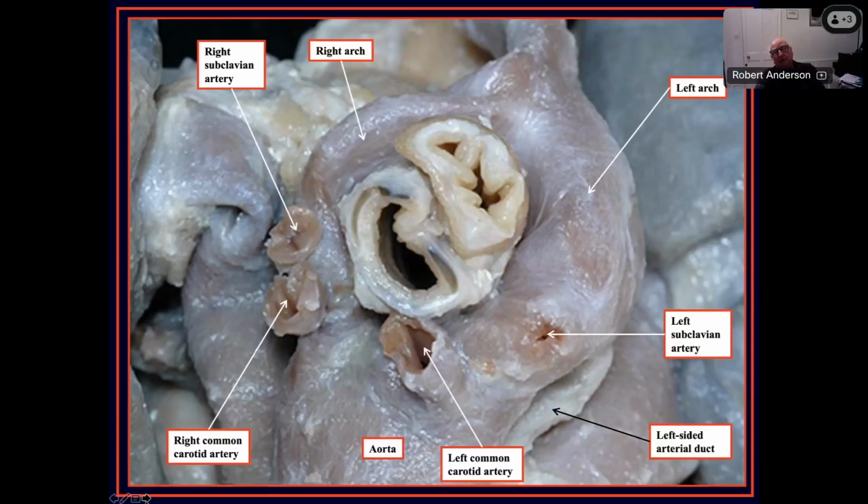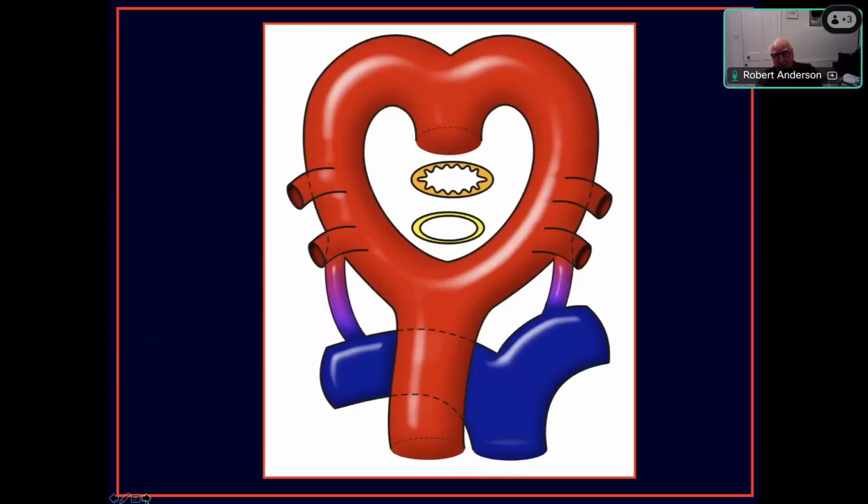But what it shows you beautifully is how tightly the double arch clasps the tracheo-esophageal pedicle. And this is the problem that we have with vascular rings. It is, of course, the strain, the stricture that puts on the esophagus. But there are many variations. How do we explain them all?